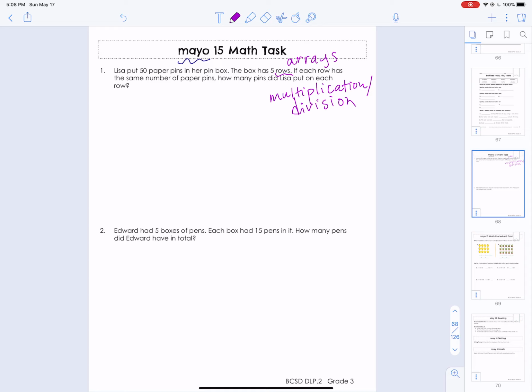So what we've got to do here is, since Lisa's box has 5 rows, we're going to set up an array that has 5 rows in it. Let me just do open circles so that it's quicker to draw. 1, 2, 3, 4, 5. Now I know that it looks like I just made a column of 5, but what I'm doing is setting up 5 rows, right? Because rows go side to side.